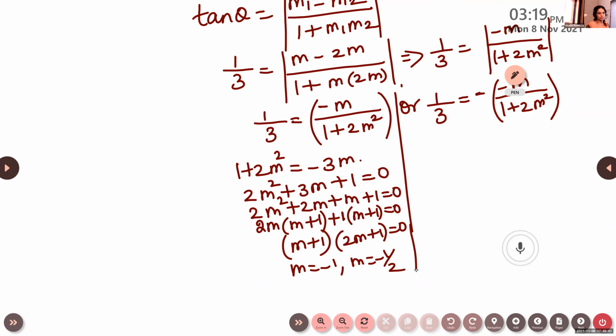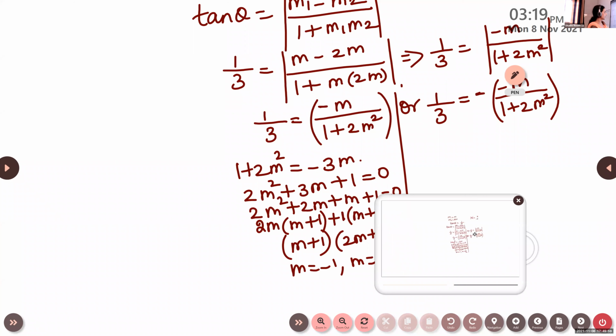This is the first case. When we consider the first case, this is the solution. In the same way, you consider the next case, when we take the negative terms.